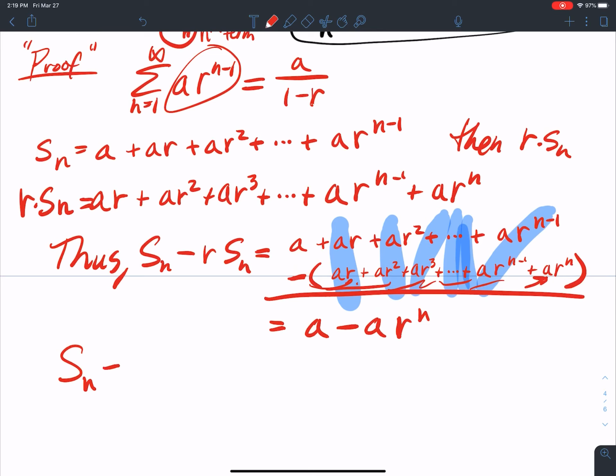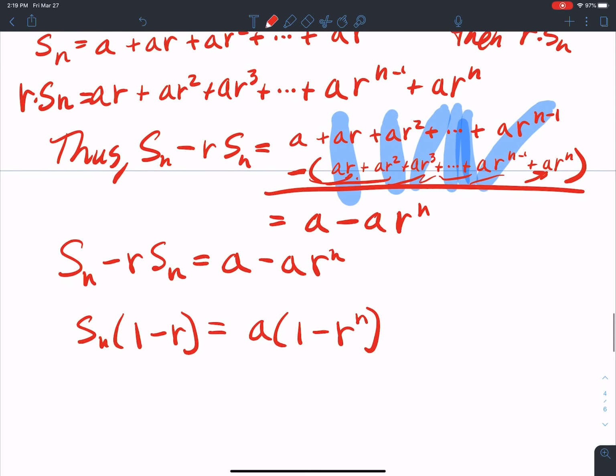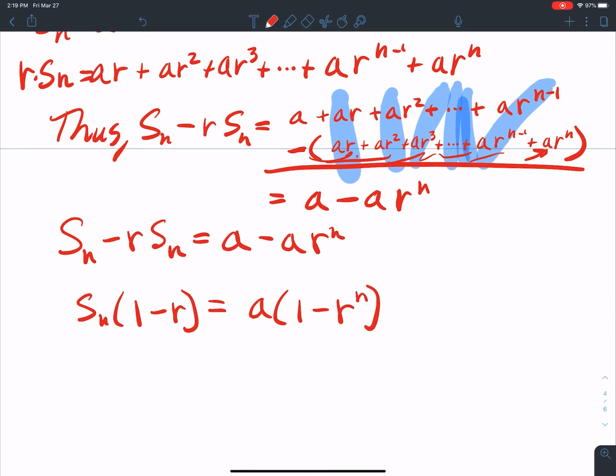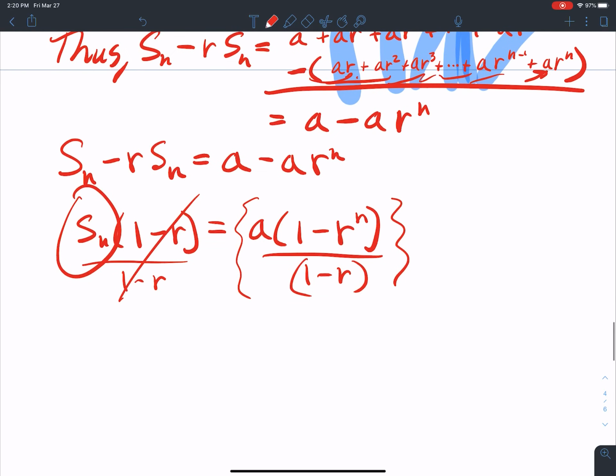S_n minus r S_n equals a minus a r^n. Okay? What can I do here? I can factor out an S_n here, so I get 1 minus r. And I can factor out an a here, and I get 1 minus r^n. So if I divide both sides by 1 minus r, what do I get? I get S_n is equal to this ratio right here.